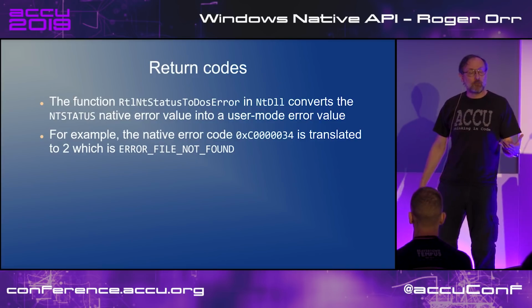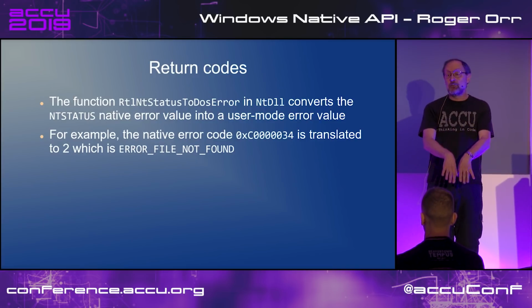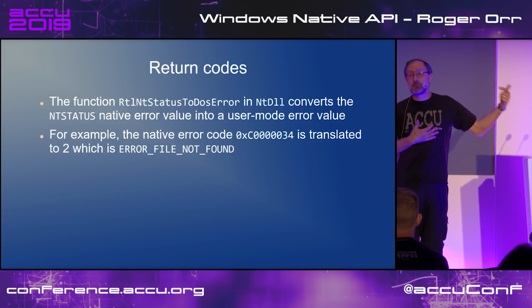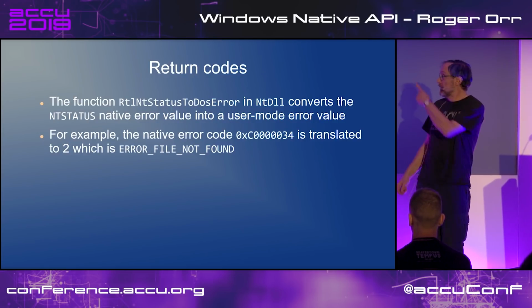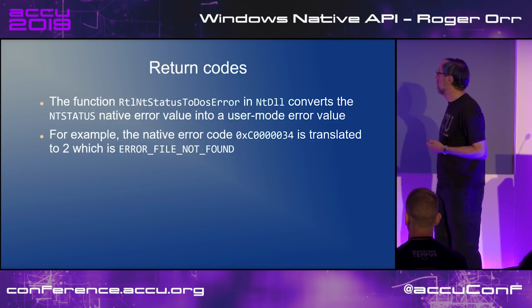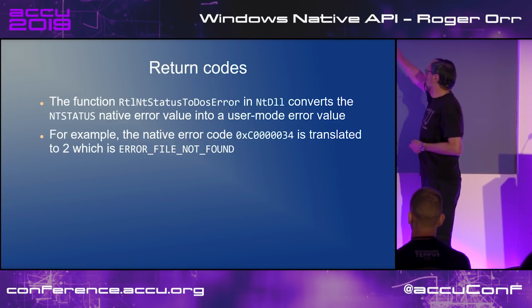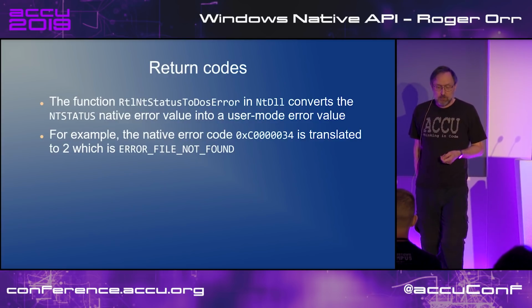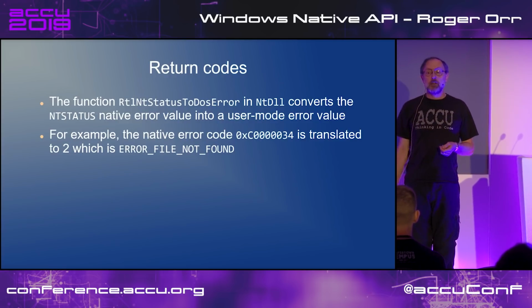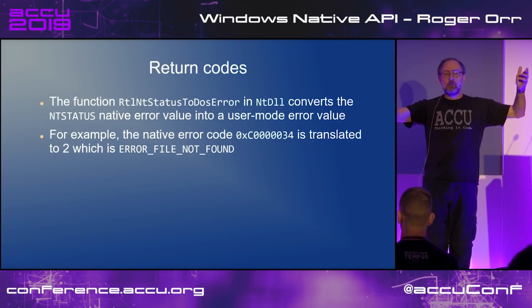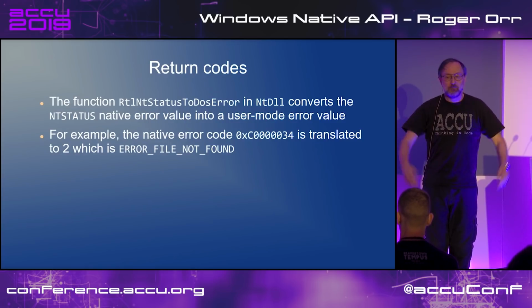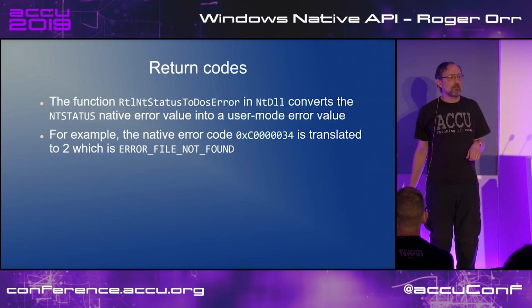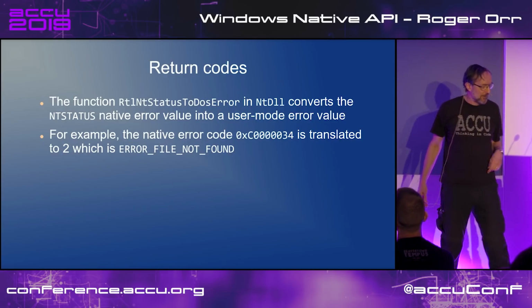And you can, of course, look that function up and call it yourself. So if you are doing stuff where you need to call an NT API and you want to translate the error code into something that makes sense to the rest of your error handling, you can call that function yourself. For example, if you get back C0000034 from a native call, you look it up and you get back 2, which is all everyone knows. Error 2 in Windows is file not found. Whether 2 is any more helpful than C0000034, I'll leave to you to worry about.